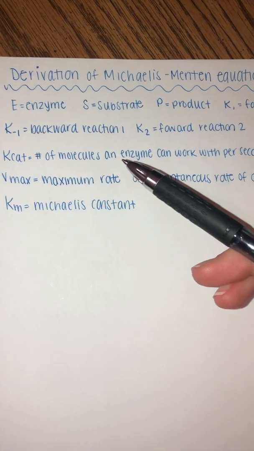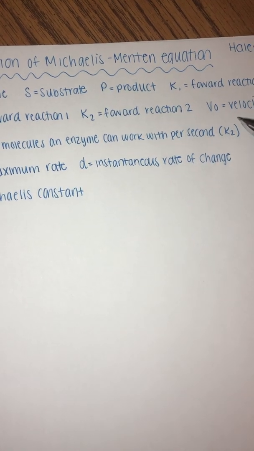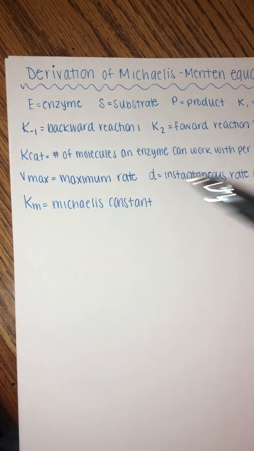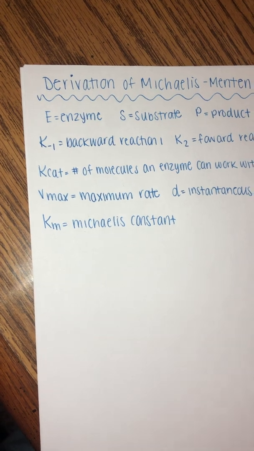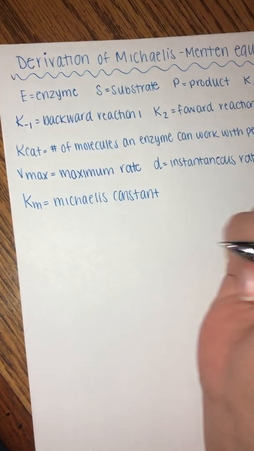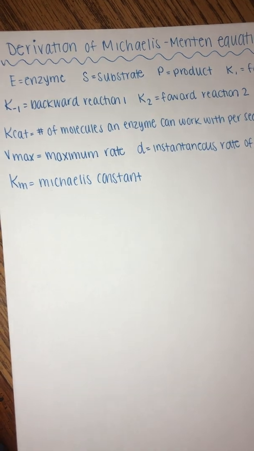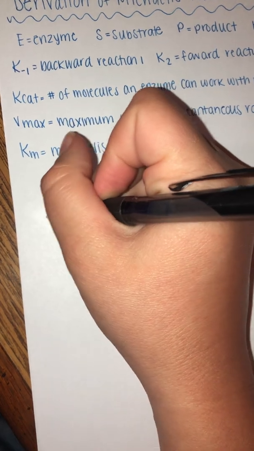is going to be the number of molecules an enzyme can work with per second, also known as K2. The Vmax is going to be our maximum rate, D is the instantaneous rate of change, and Km is the Michaelis constant. Obviously throughout this process I'll be referring to these, but this is just so we can remember everything here. Okay, step 1.